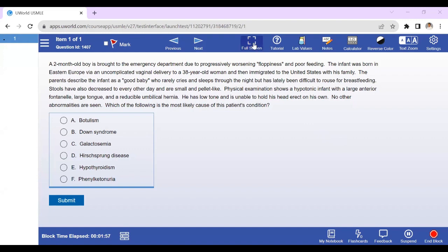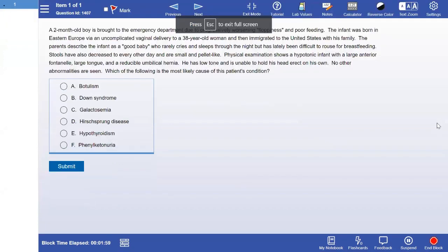So we'll just leave it to the full screen. Whenever you see a UR question, or whenever you encounter a USMLE style question, the first thing that you need to do is read the last line first. Okay. So which of the following is the most likely cause of this patient's condition? Now, by reading this one line, you now know that this question is asking us about the cause.